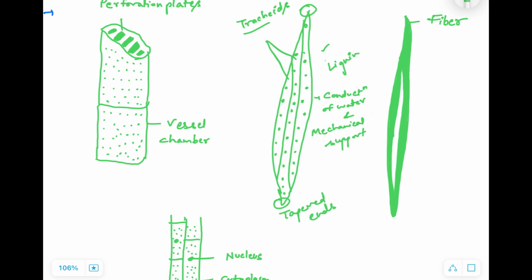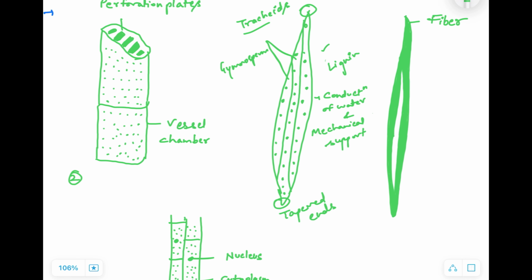And these structures are found in all vascular plants, especially in gymnosperms, where tracheids are the main conducting elements. In them, water moves from cell to cell through pits. Here you can see they have these small regions known as pits, and through them water moves from cell to cell, and tracheids are dead.